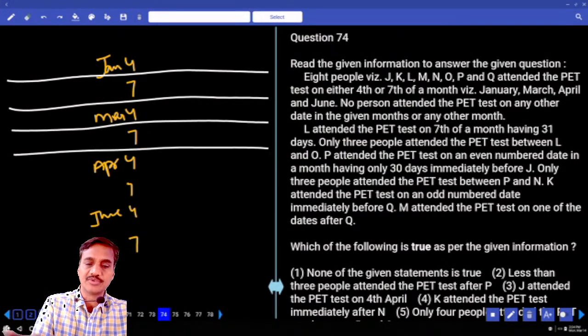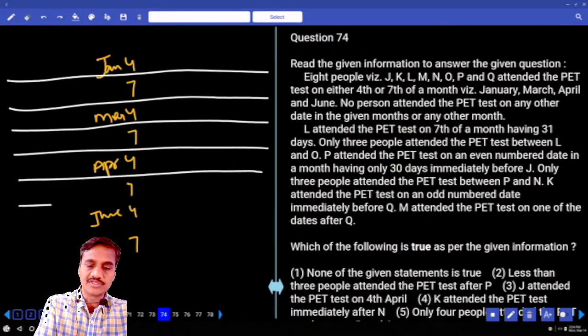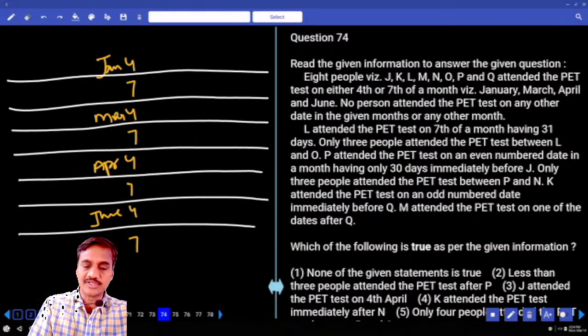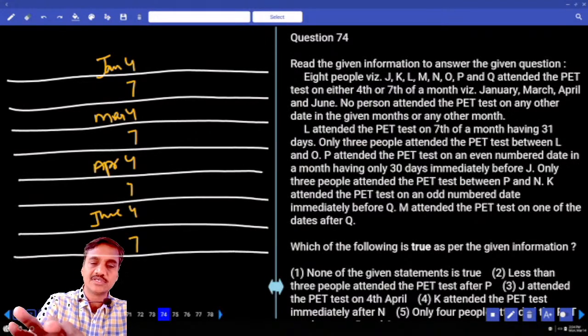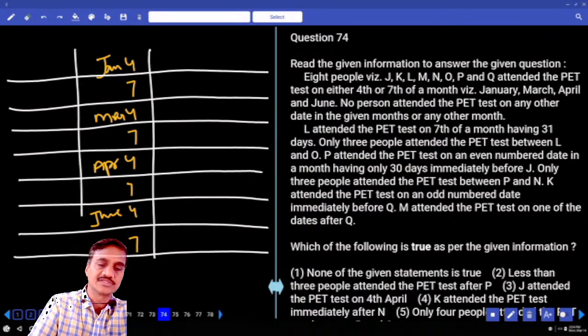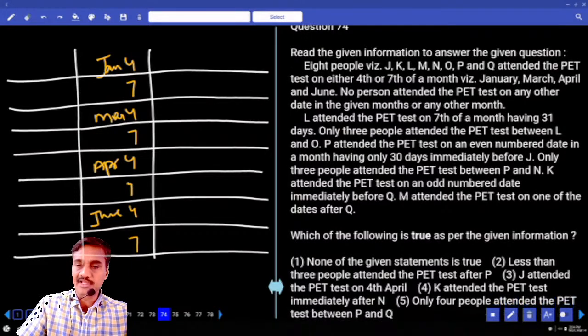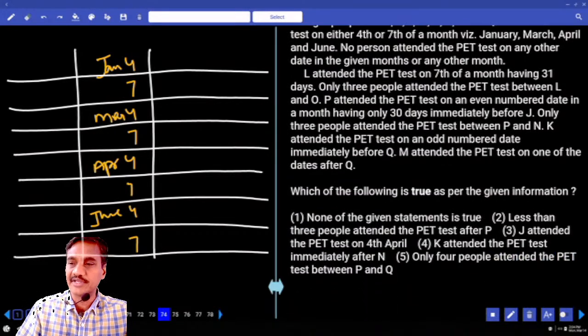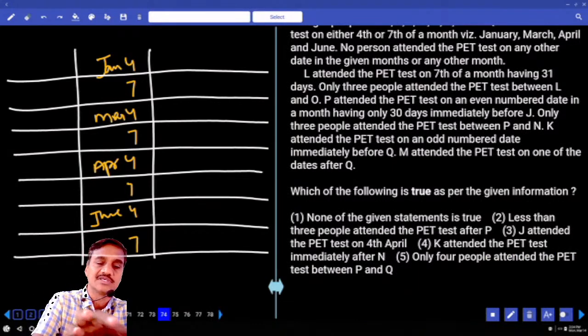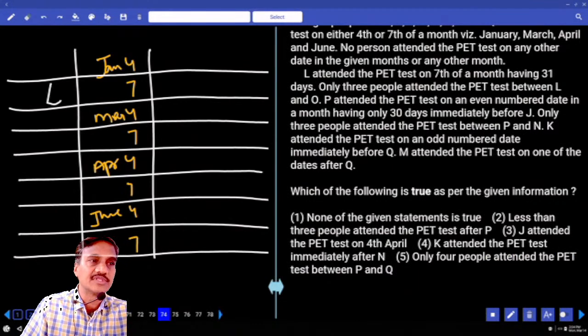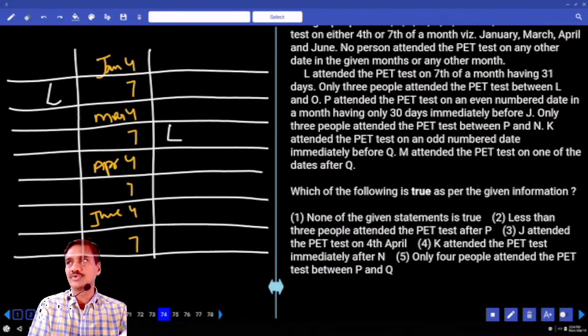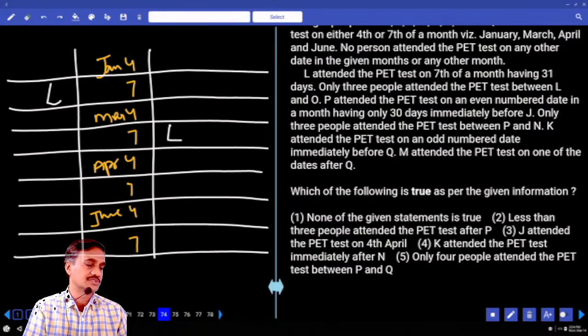Then coming to condition number 1. According to condition number 1, in these months there are 2 months which have 31 days and 2 months which have 30 days. Jan and March have 31 days, April and June 30 days. And coming to condition number 1, L attended the PET test on 7th of a month having 31 days, either in the month of Jan or in the month of March. So how many possibilities do we have? We have 2 different possibilities in this, isn't it?